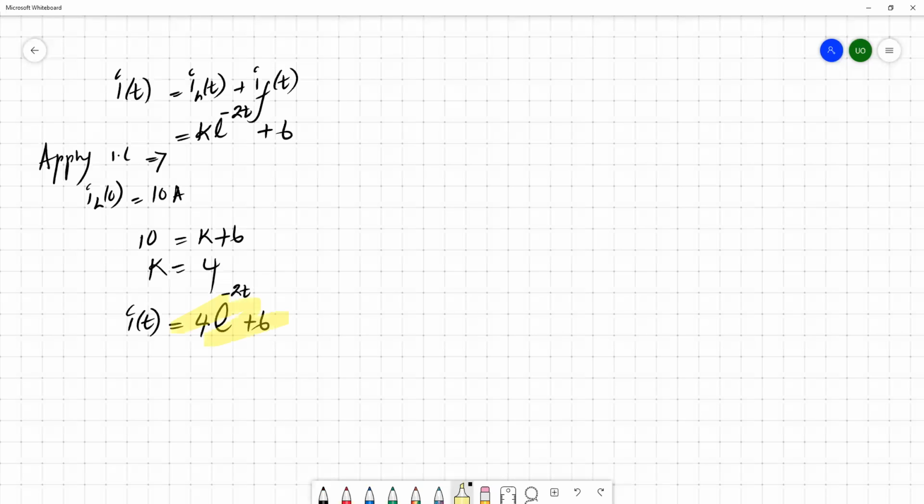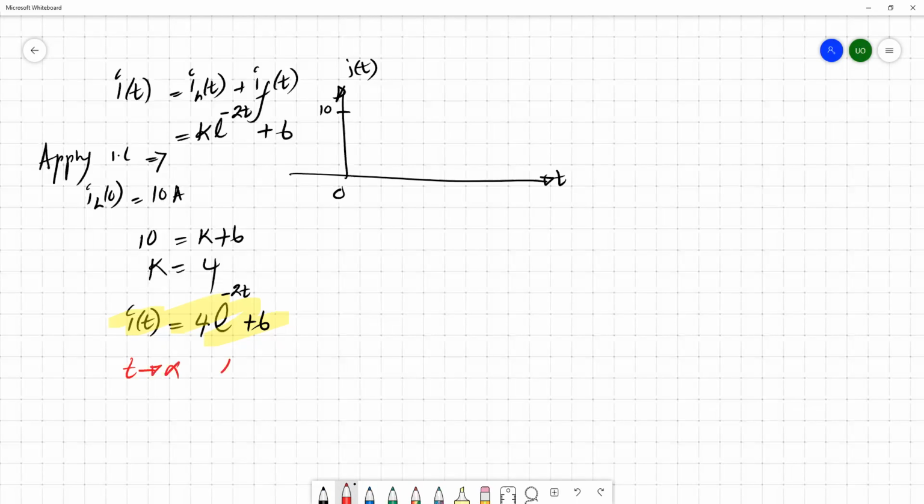If you draw it, at t equals 0 this exponential would be 1, so you have 10 here. Then as t goes to infinity, e to the power minus 2t goes to 0, so this term becomes 0. Then the response would be something like that.